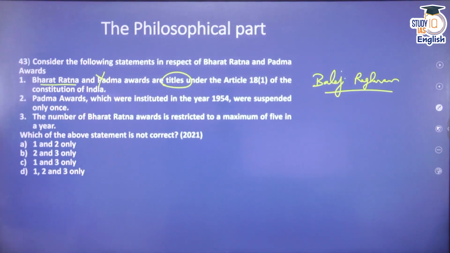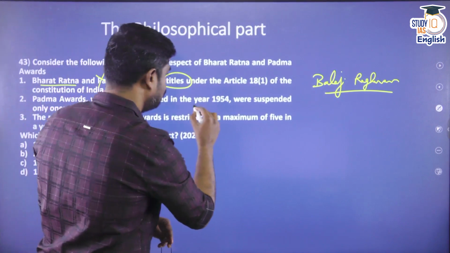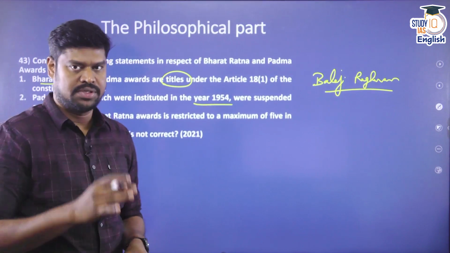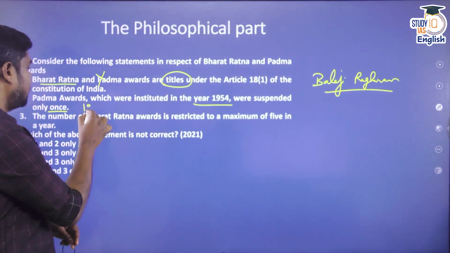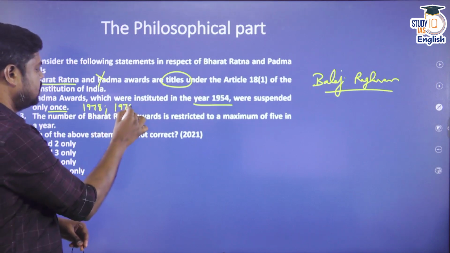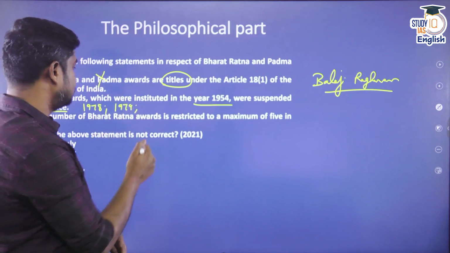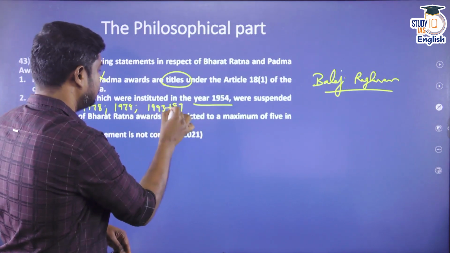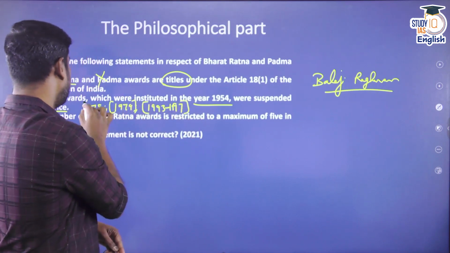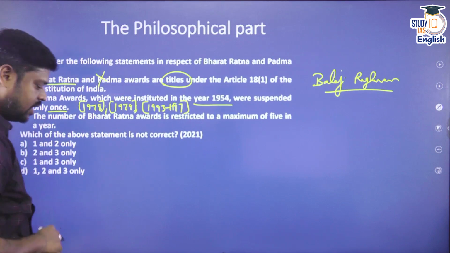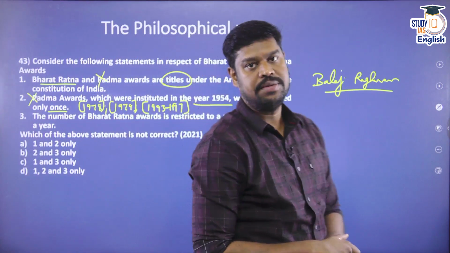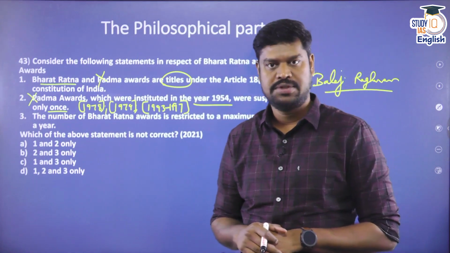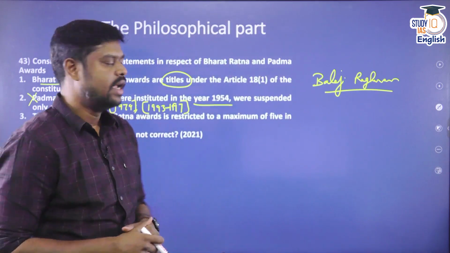Statement 2, the Padma Awards were instituted in the year 1954, so that is true. Were suspended only once? No. In fact, the Padma Awards were suspended 3 times in the history of India after they were instituted: 1978 the first time, 1979 the second time, and from 1993 to 1997 again. So, this particular statement would be wrong. Every year the awards are given during Republic Day, and the Prime Minister usually constitutes a committee, and the committee members recommend the names to the Prime Minister, and subsequently these awards are given to them.